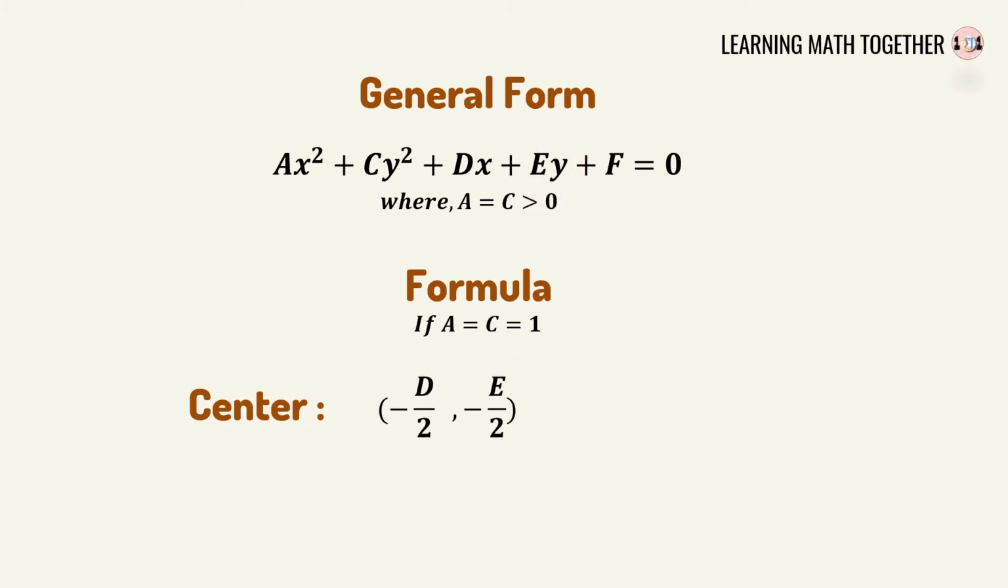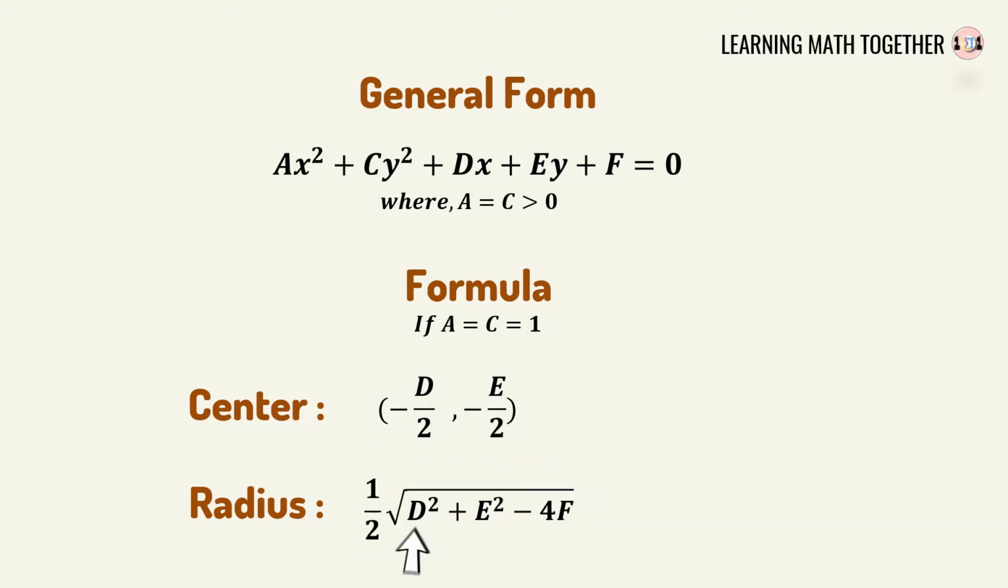Now let us go to the radius. This is the formula for the radius. We have 1/2 the square root of D squared plus E squared minus 4F. D here is the numerical coefficient of x, E is the numerical coefficient of y, and F is the constant term in the general equation.